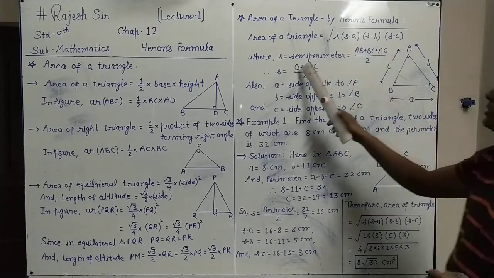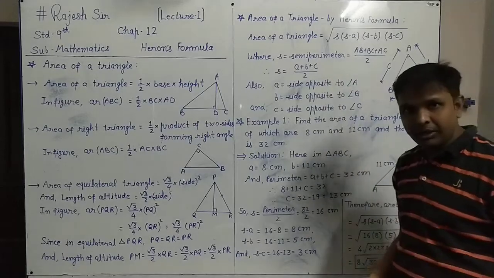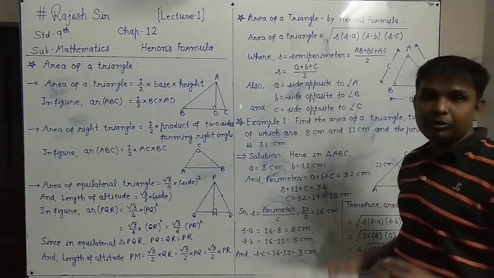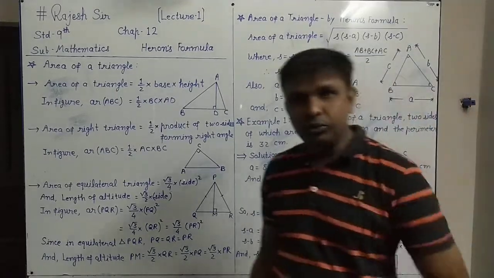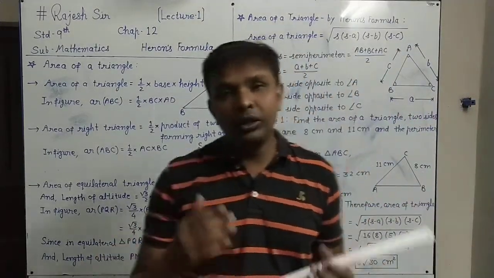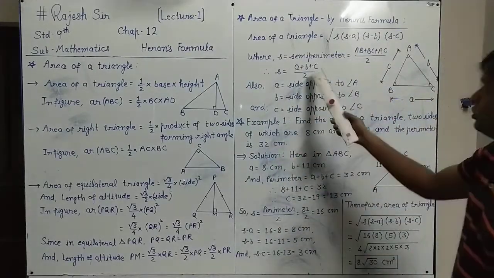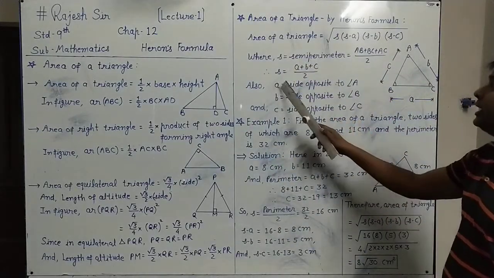The sum of all three sides, a plus b plus c, is the perimeter. Upon 2 is the semi-perimeter. So S equals, always we will place, a plus b plus c upon 2. What is a, b, c? All the three sides' measures, upon 2 we will do. So the semi-perimeter we get.